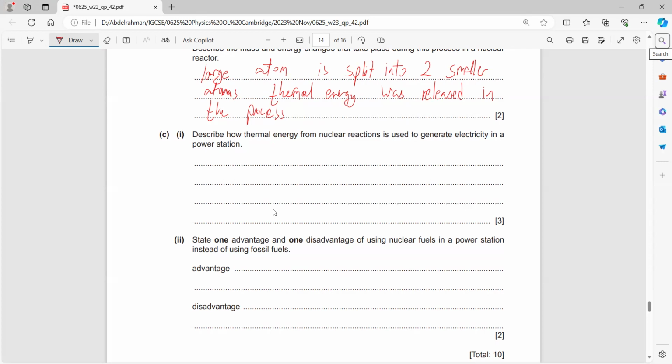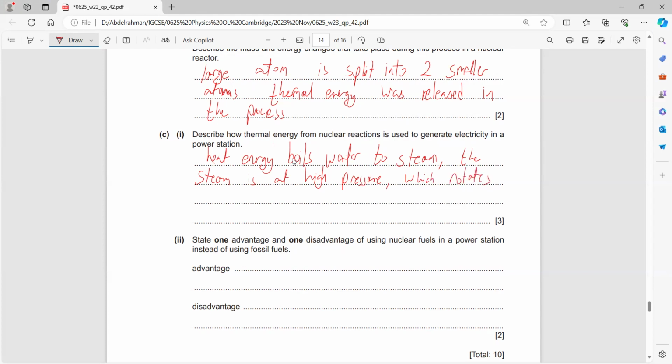Okay, the heat energy boils water to steam. So the water boils into steam. When it boils to steam, what happens? The steam is at high pressure, which rotates what? Which will rotate the turbine, and then we connect the turbine to a generator, and then we would make energy.